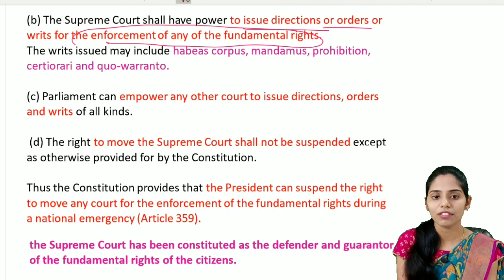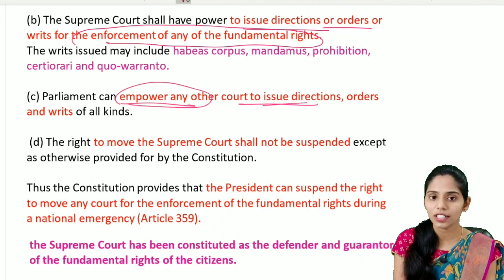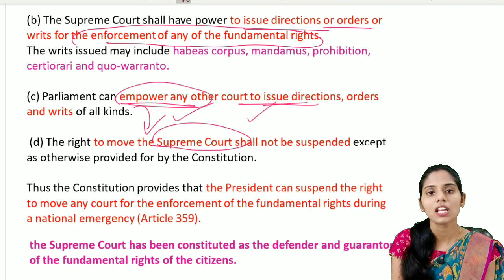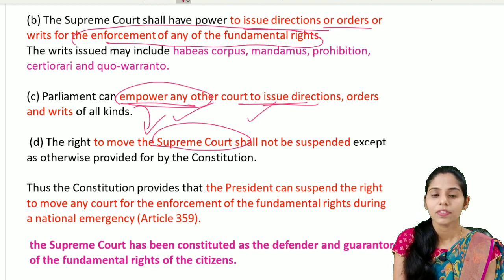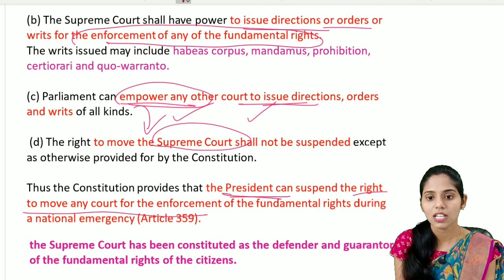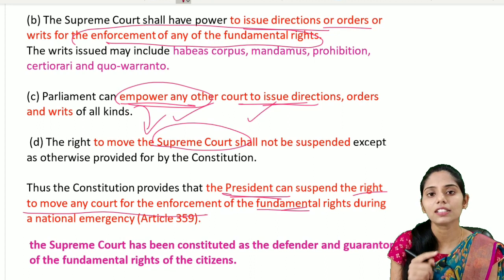And the next important provision is that Parliament can empower any other courts to issue directions or orders or writs of all kinds. But nothing has happened here, so it is only given to the Supreme Court and also the High Court, this power to issue the writs. And the Constitution provides that the President can suspend the right to move any court for enforcement of the fundamental rights during a national emergency under Article 359.